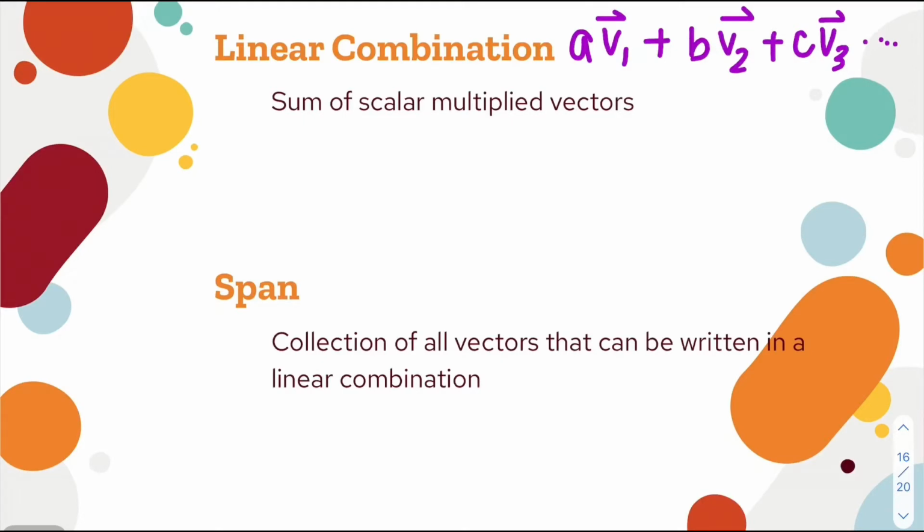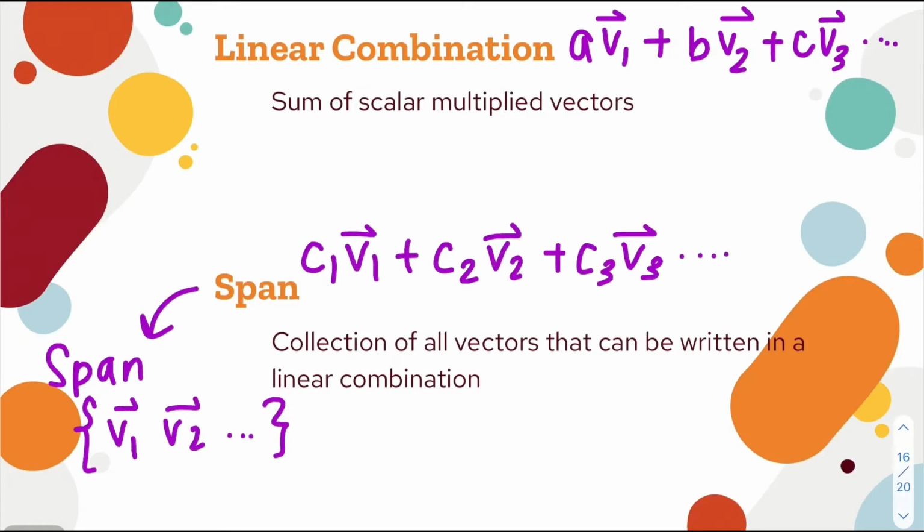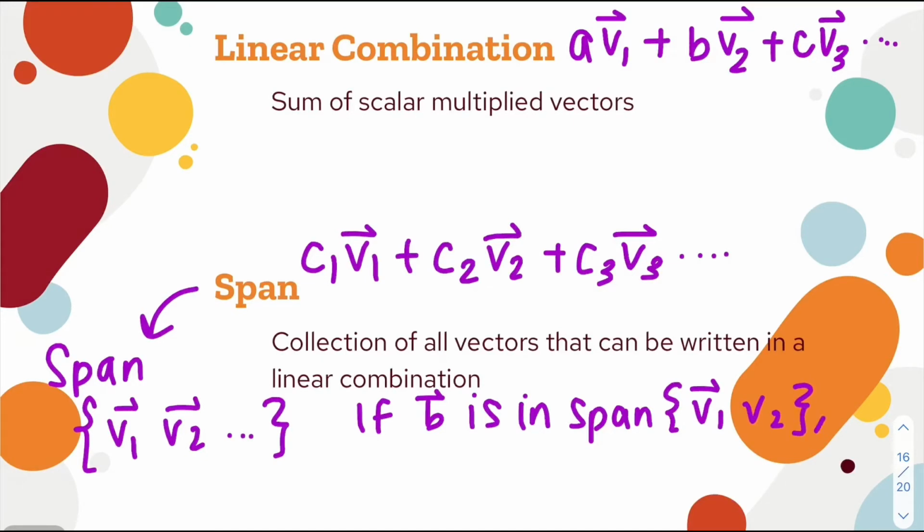So it looks like this: c1 v1 plus c2 v2 plus c3 v3, and so on and so forth. And the notation for span is just span, including v1, v2, as many as there are. If you're asking if a vector b is in the span of something, so if b is in the span of v1 and v2, let's say, then the following is consistent.